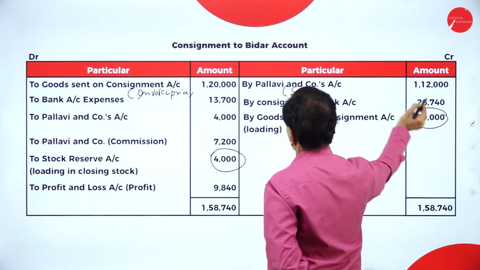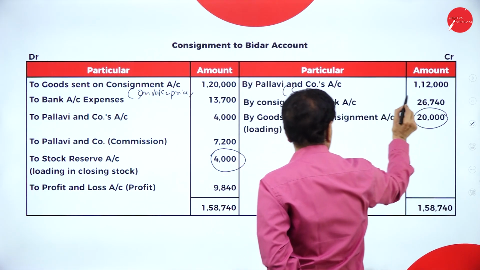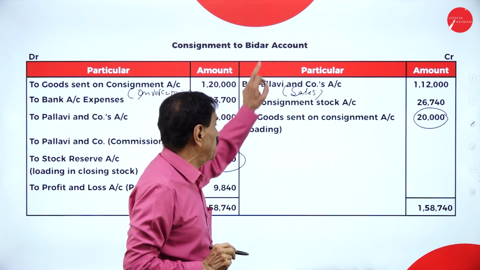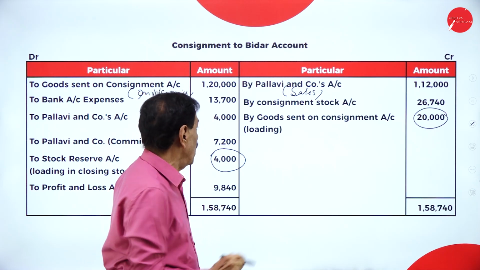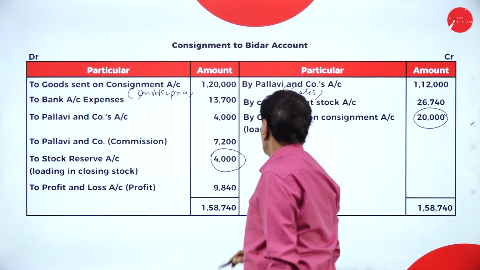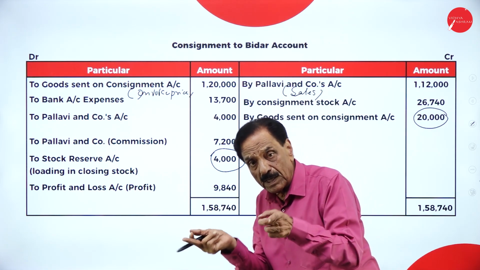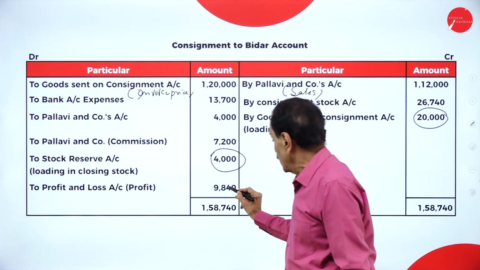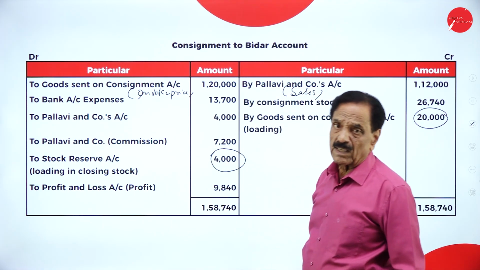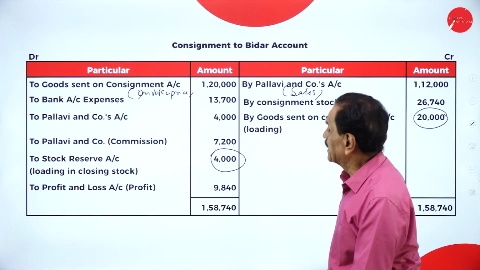Pallavi and Company Dr. to Consignment A/c, being the sale. Consignment Stock A/c Dr. to Consignment A/c, being the closing stock. Goods Sent on Consignment A/c Dr. to Consignment A/c, being the loading, the difference between invoice price and the cost price. Last one, Consignment A/c Dr. to Profit and Loss A/c, being the profit to the consignor.